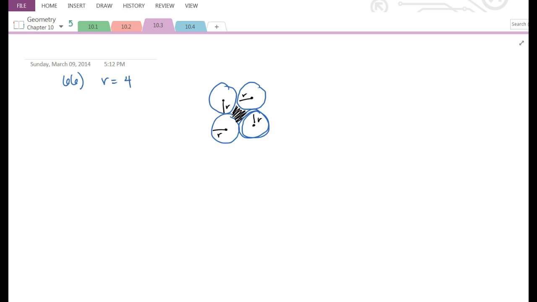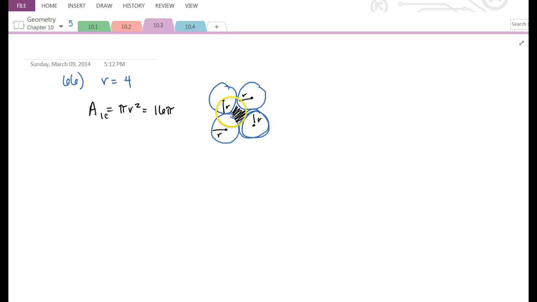Okay, well, my radius is 4. And if I look, all of the radii of the circle are the same. They're congruent circles. So if the area of one circle, remember, is pi r squared, radius is 4, that's 16 pi. Okay? But I want to find the area of just the shaded region.